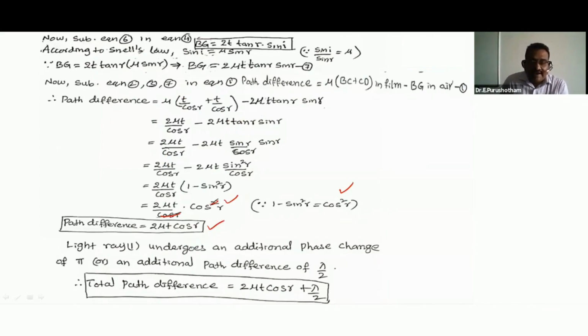The light ray 1 undergoes an additional phase change pi, or additional path difference lambda by 2. So you just add it here: the total path difference is equal to 2 mu t cos r plus lambda by 2.